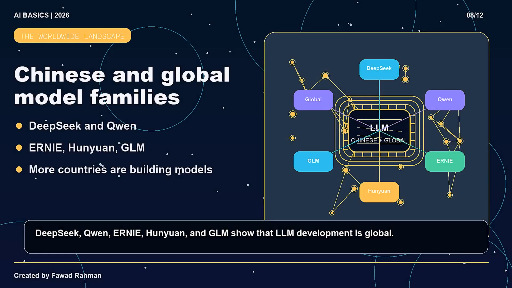China also has major LLM families. DeepSeek is known for strong reasoning and coding models. Alibaba builds Qwen, including multilingual and multimodal models. Baidu has ERNIE, Tencent has Hunyuan, and Zhipu AI has GLM. The important point is that LLM development is global. It is not only ChatGPT, and not only one country. Different models compete on language, cost, speed, coding, reasoning, openness, and local availability.